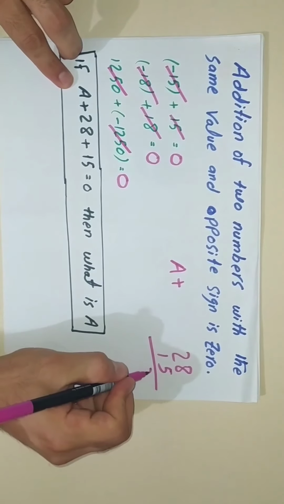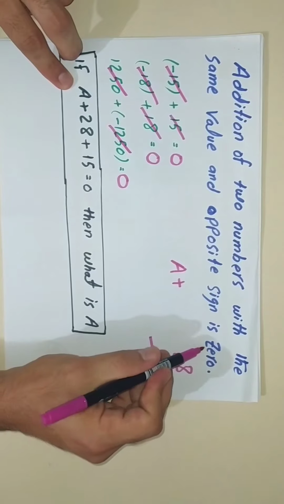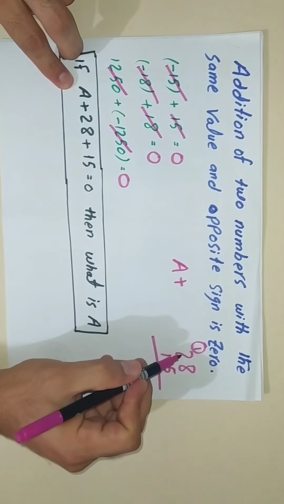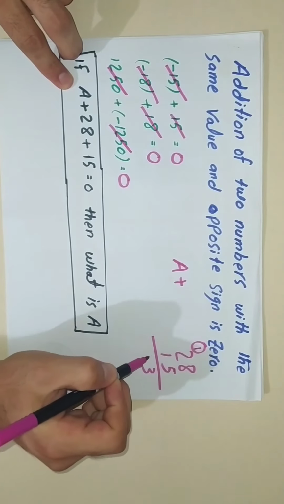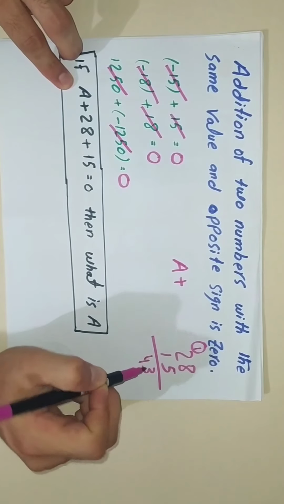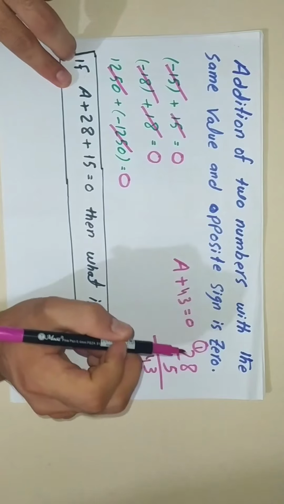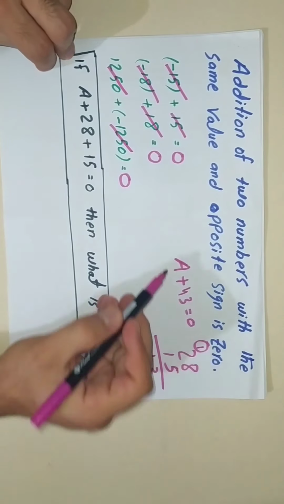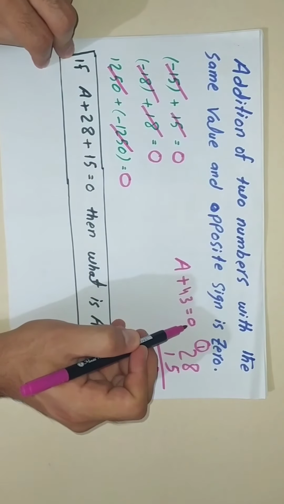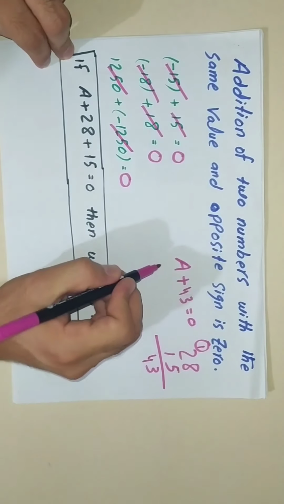8 plus 5 will be 13, and we carry 1 there. 2 plus 1 is 3, and plus 1 is 4. So the answer is 43. So a plus 43 is equal to 0. What value of a can make it 0? There is just one answer.